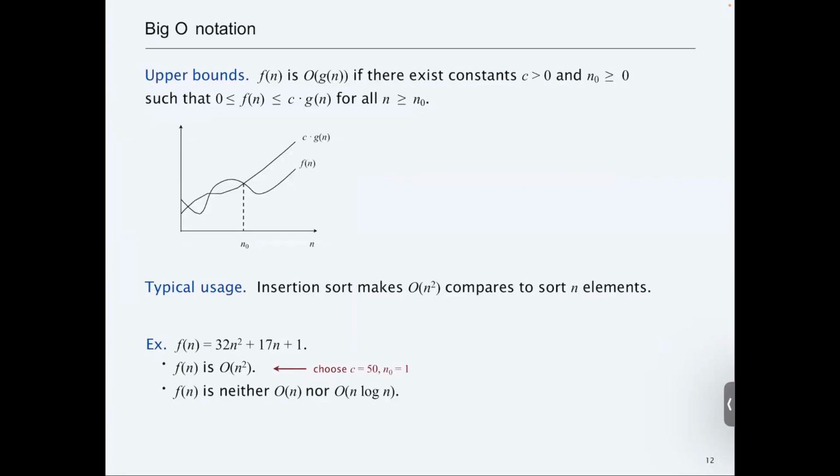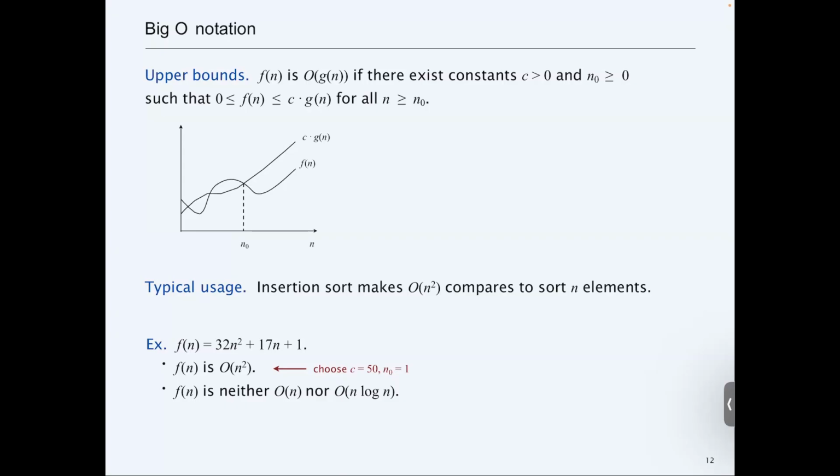Big O notation. Big O notation is probably the most famous notation in computer science, and technically Big O is an upper bound. What we're trying to do is describe a function using another function that grows at least as fast.